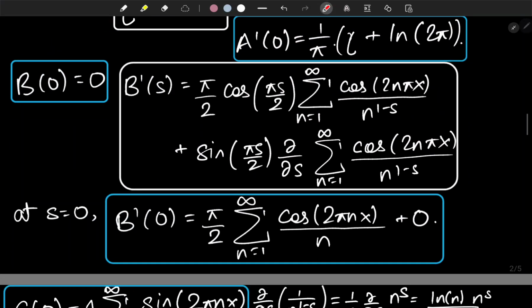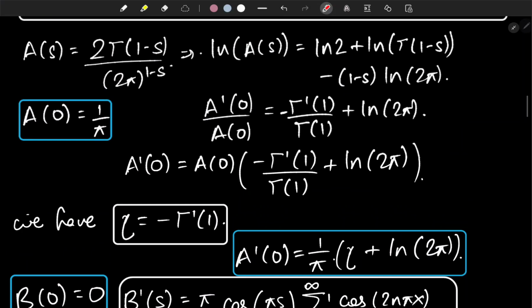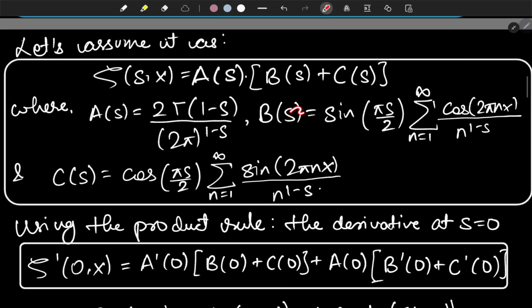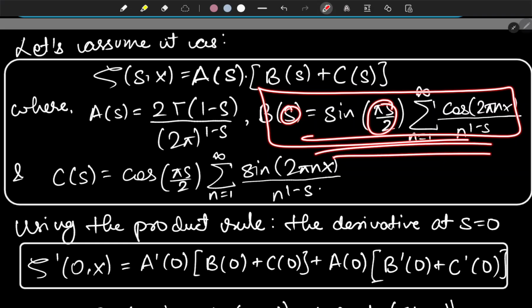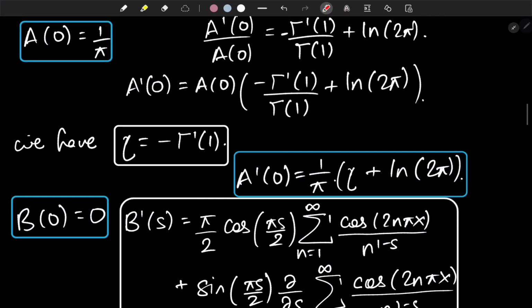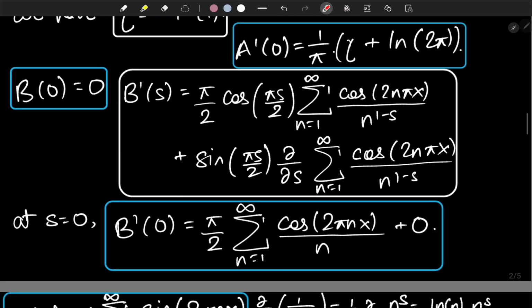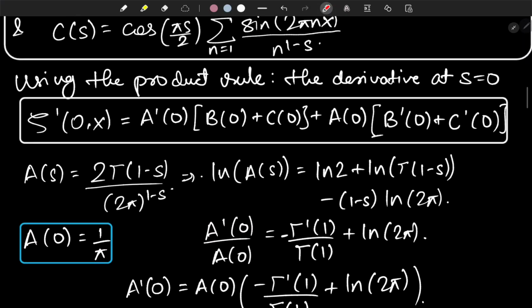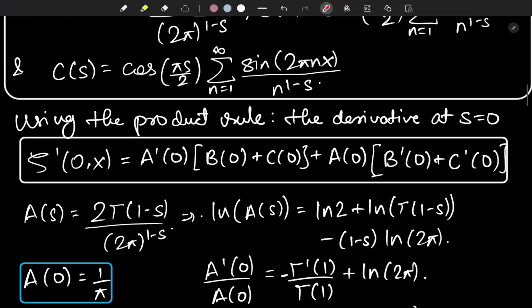Now let's talk about b of 0. So b of 0 is 0. When you plug in 0, sine of 0 is 0, so everything is 0. Now if we talk about the derivative of the b part, which is b dash of s, we're just going to use the chain rule, I'm sorry, the product rule. I keep mixing up chain rule and product rule, but don't get confused, guys.